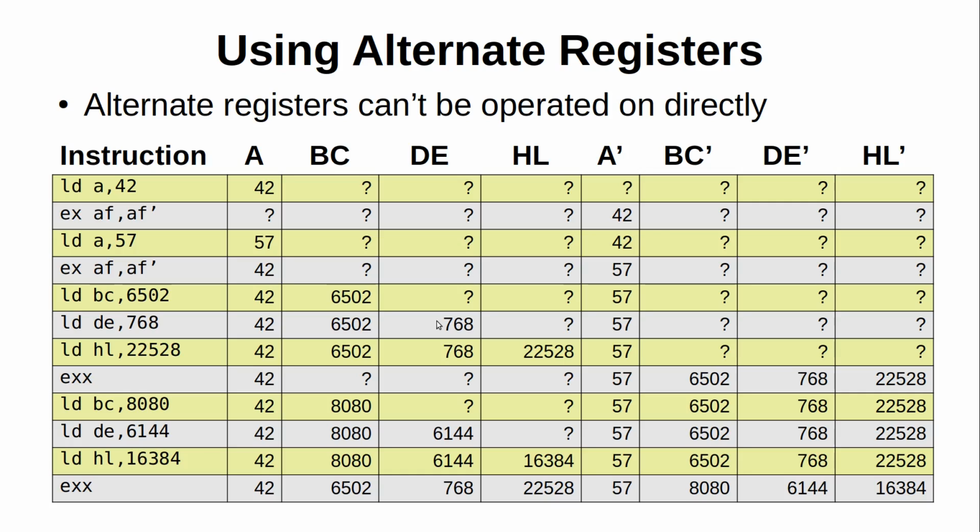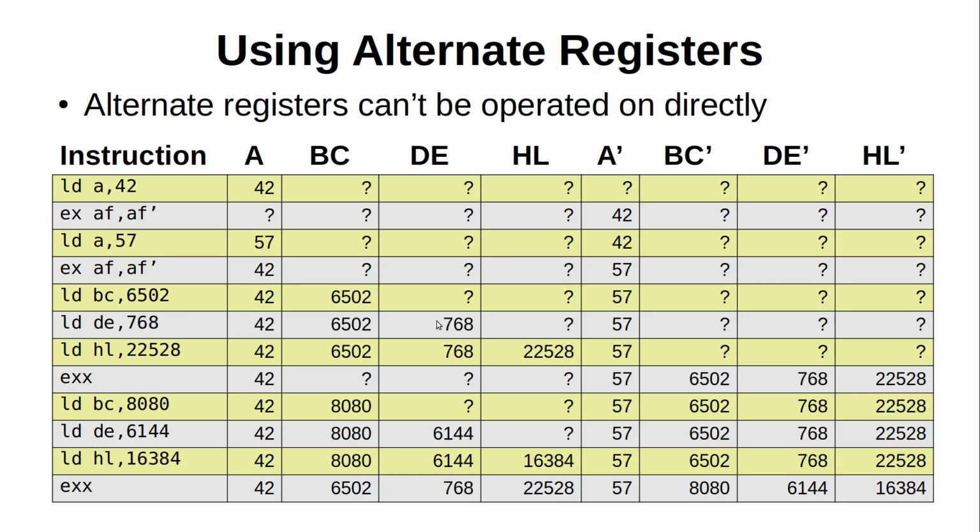We do another AF exchange, and you can see they switch values, with 42 back in the main and 57 now in the alternate A. Next, we load up BC, DE, and HL with 6,502, 768, and 22,528, respectively. Then we do an EXX, and that puts those values in the alternate BC, DE, and HL registers, and the main registers now have unknown values that were in the alternate registers previously.